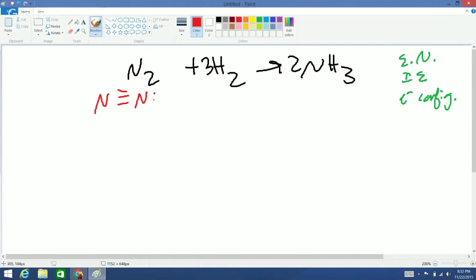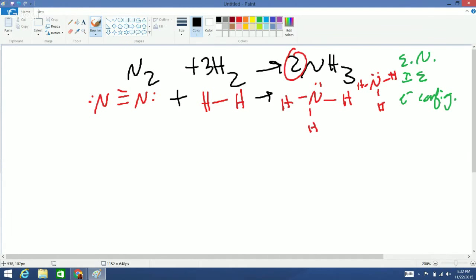N2 has a triple bond. You draw the Lewis dot structure. Hydrogen has a single bond. And NH3 has bonds that look like this. Okay, and this 2 part just really means that there are 2 of these. Not that they're attached to each other, but that there are 2 NH3 molecules. I didn't have to draw both of them, but I think you kind of get the idea.